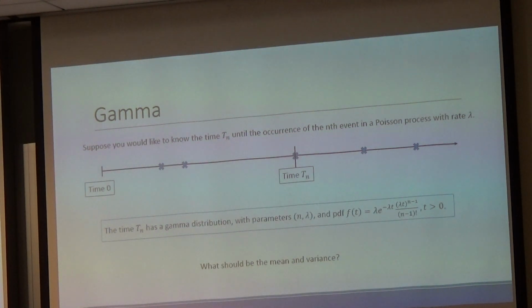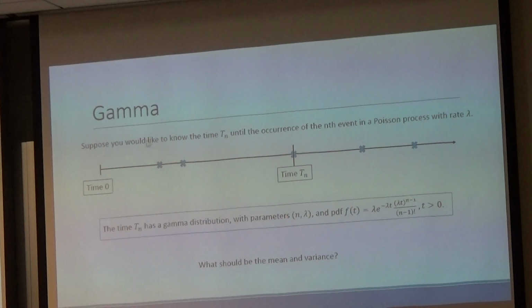I said something about getting distributions for free. So gamma actually comes for free. That's the last distribution that was on my table. And gamma is a sum of exponentials. So if I have a Poisson process and I want to know how long until the nth event, so how long until the nth customer enters my store, it's gamma.